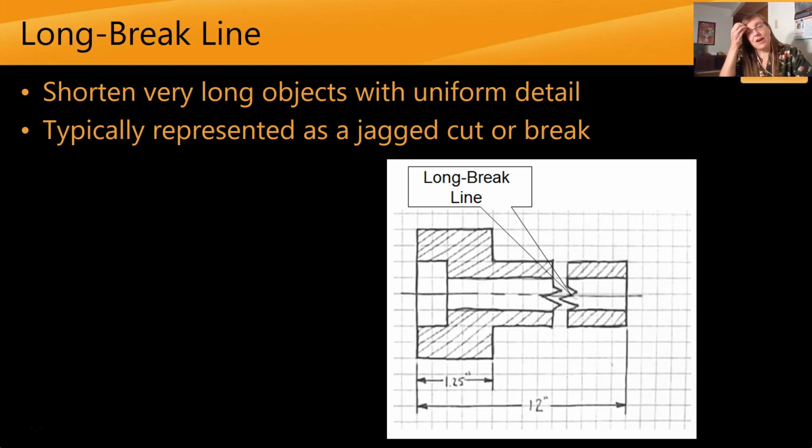We can also have a long break line, and this is used to shorten objects that have uniform detail. So for example, you can see in this picture, this object is 12 inches long, and if we had drawn it to scale, it'd go way off the paper. So we use a long break line to demonstrate that this sort of pattern continues, but we don't need to show everything, or we don't need to sketch the whole thing because there's no new information.